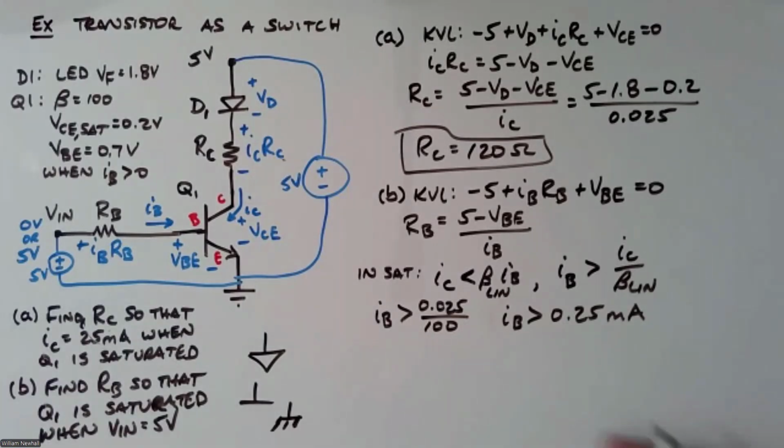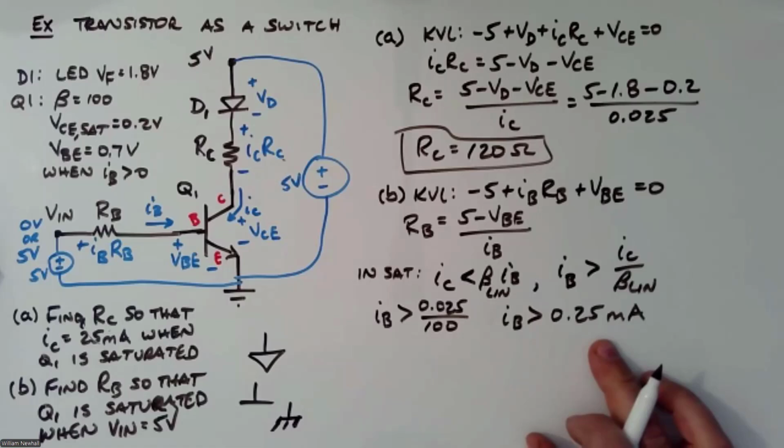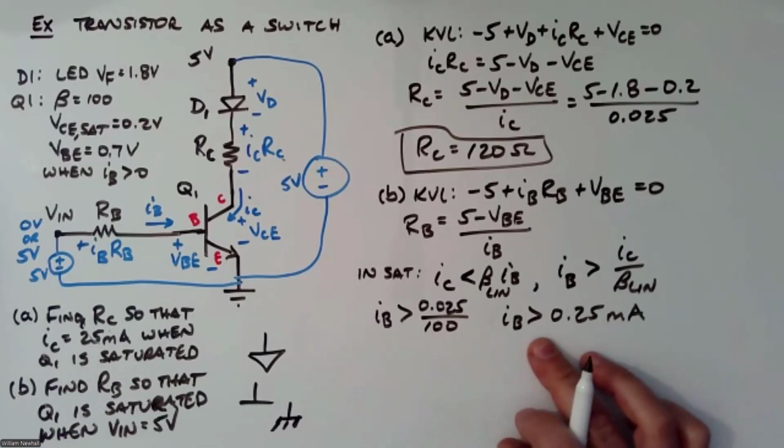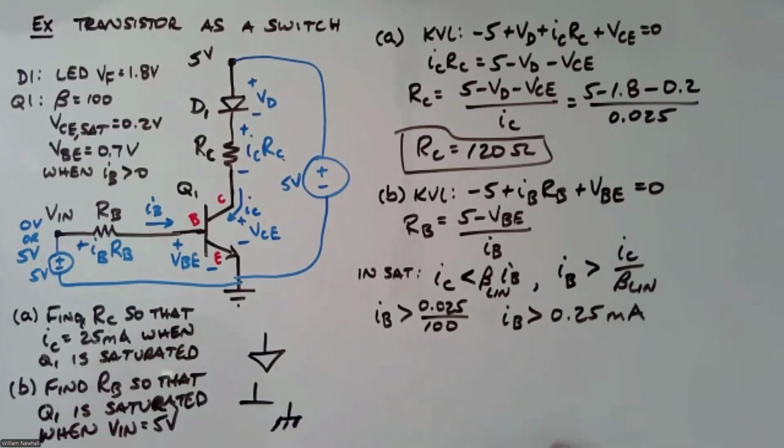Okay, so that's the constraint. For a textbook problem, you can make it 0.26 milliamps or anything bigger. In lab, what I would do is think about this and say, well, what current do we really want? Do we really want 0.26 milliamps?